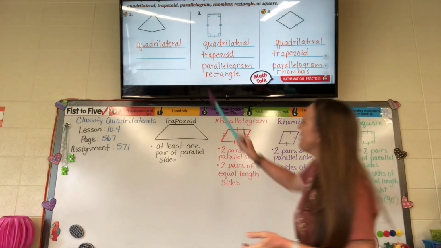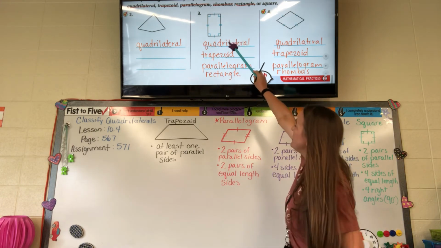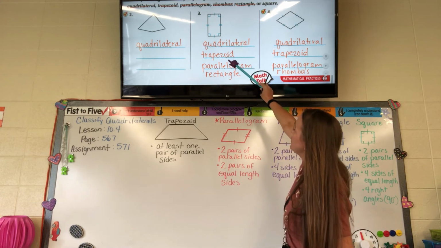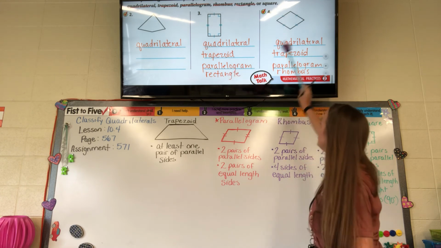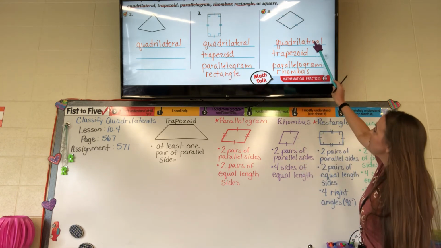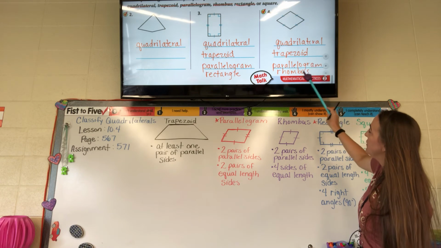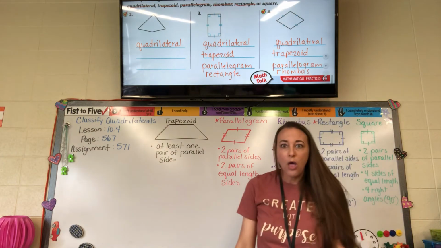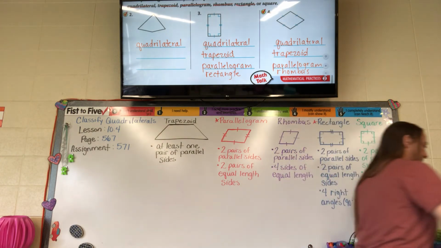Okay, so we have quadrilateral. This figure is a quadrilateral, trapezoid, parallelogram, and rectangle. This guy is a quadrilateral, trapezoid, parallelogram, rhombus. Okay.